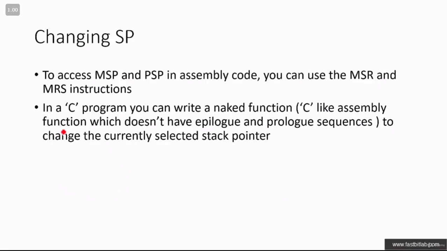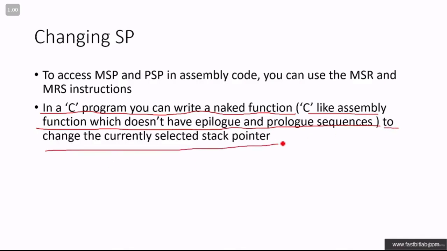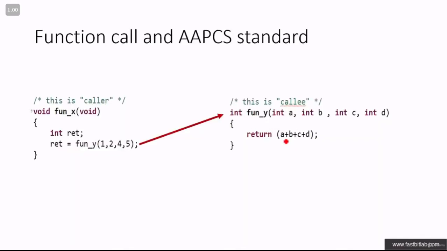Never write a pure C program to change the value of PSP and MSP and to make a switch. You have to use naked functions, remember. In a C program, you can write a naked function, which is a C-like assembly function that doesn't have epilogue and prologue sequences, to change the currently selected stack pointer.